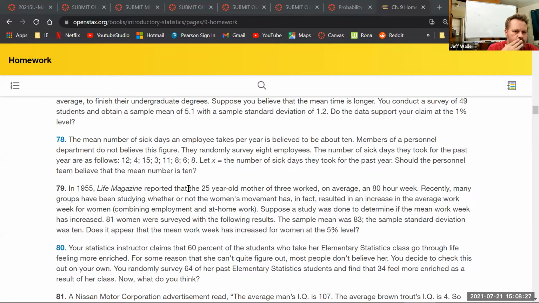Okay. I guess the second sentence throws me off because it says members of a personnel department do not believe this figure. Oh, well, that would have been great to point out to me. Sorry, I was just going off the last sentence. Well, then they gave us what they thought. So that's not the claim, but they told us what they think. So then the claim is that mu is not equal to 10. Yep.